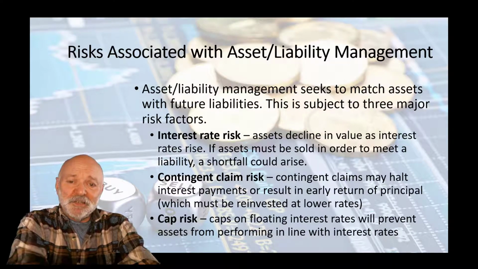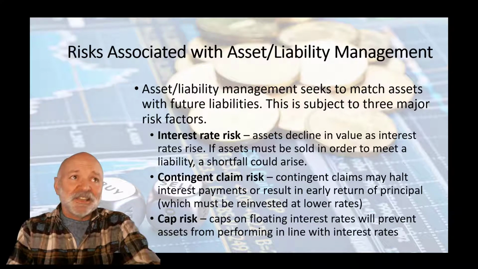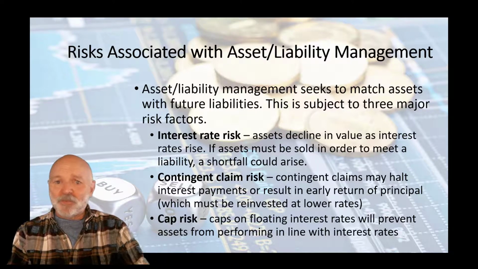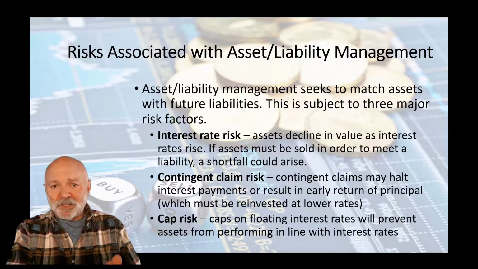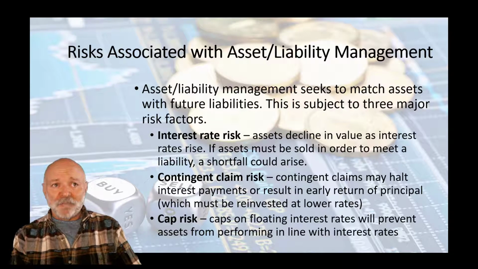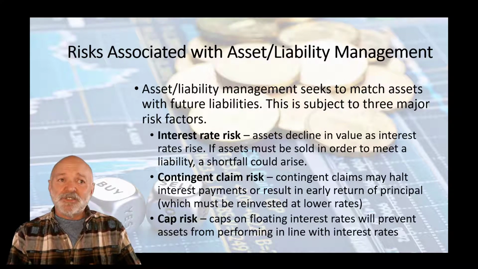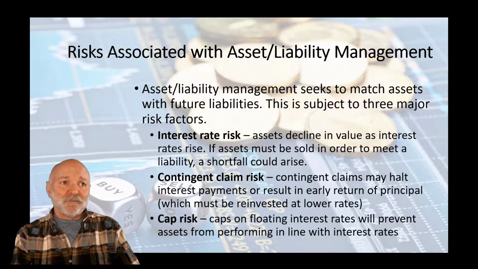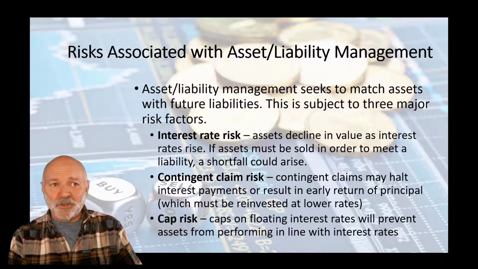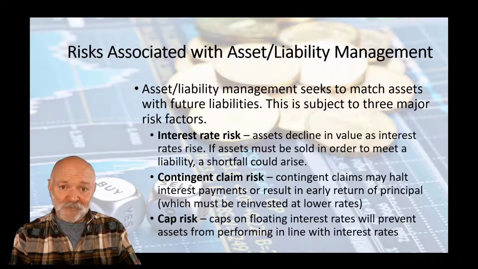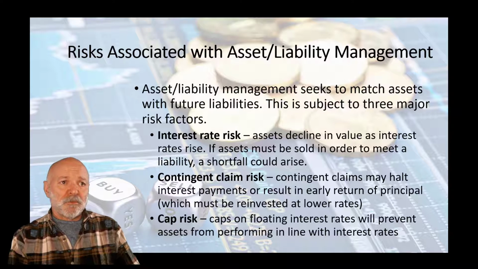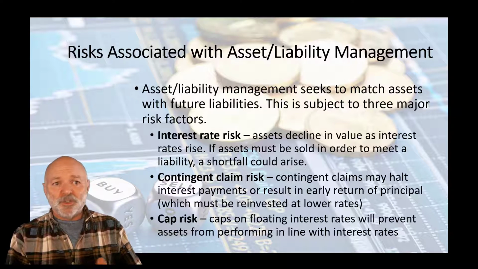Some of the things that we also need to be aware of when we're managing our assets and liabilities are particular risks. Remember asset liability management, we've talked about it before. How do we manage the difference in the timing between our assets and liabilities? So interest rate risk is going to be a part of that. Assets decline in value as interest rates rise. So if we have to sell assets in order to meet a liability, our shortfall could rise. If we have long bonds and they lose value, we're going to have to liquidate some of our bonds, and that could result in a shortfall.